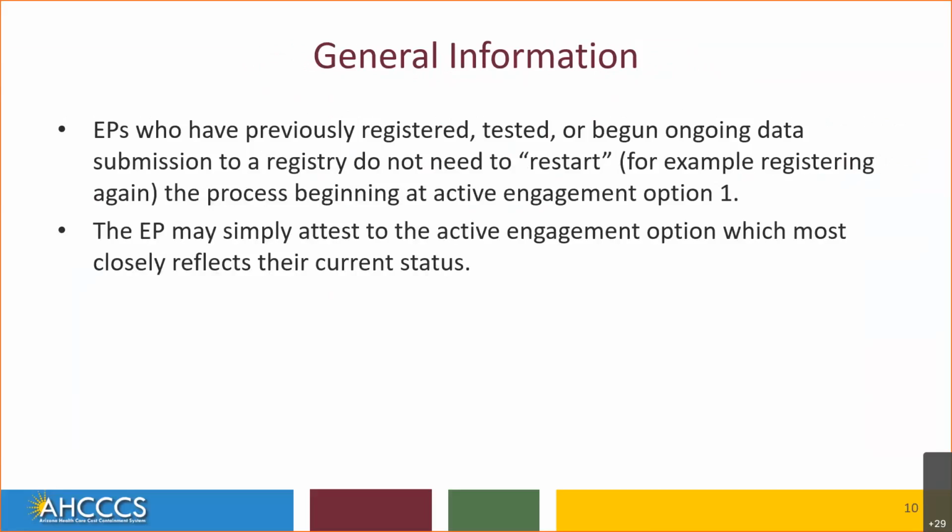So for example, say you've already registered with that registry and you're in active engagement option 1, and that was in a prior calendar year. You don't need to re-register again in 2020 to show that. You can just show that you're still in the registration phase. The EP may simply attest to the active engagement option which most closely reflects their current status.